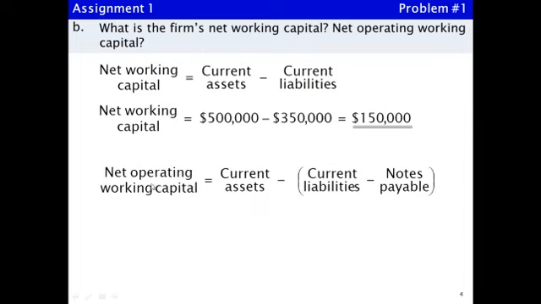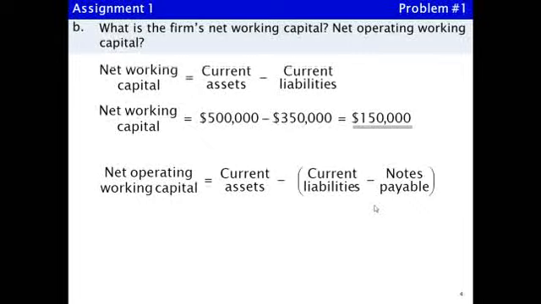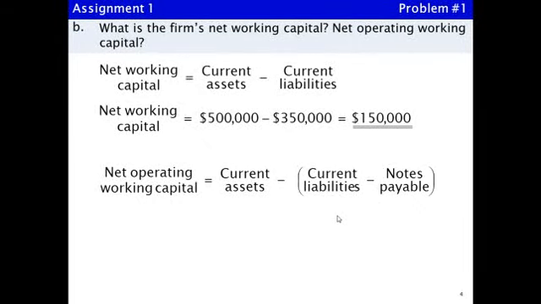Net operating working capital, as the name suggests, only includes items in the current assets and current liabilities that are caused by operating activities. Well, your current liabilities, which consist of accounts payable and notes payable, the accounts payable gets generated kind of spontaneously, if you will, through a firm's operating cycle. Part of that operating cycle is to receive raw materials that are used in the production process, but they don't pay for those raw materials immediately. They may have 30, 60 days to pay for that. So they're generating accounts payable. And again, that accounts payable is totaled into current liabilities.